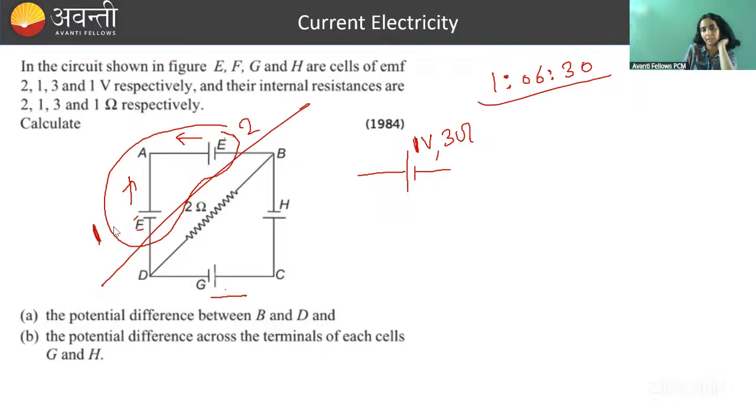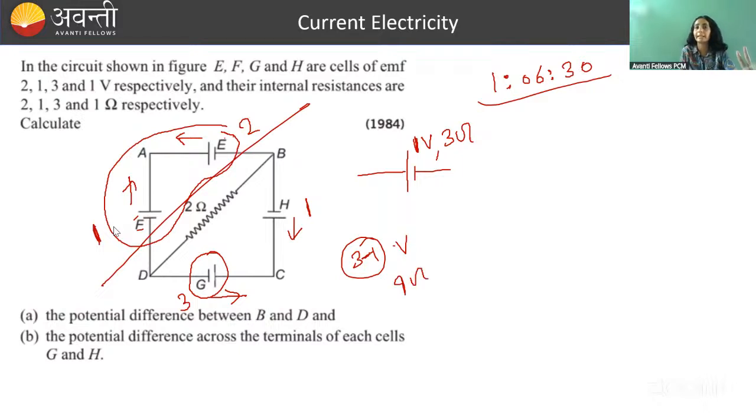G has a tendency to send current in this direction, H in this direction, oppositely directed. G has a potential of what? 3. This is 3 and this is 1. So what will the net potential be? 3 minus 1, 2. And in which sense will it be? It will be dominated by G. That is, whichever direction G sends current, and the sign of the G battery is the sign we write for the net battery. So here it will be 3 minus 1 volt. And the equivalent R will be how much? 3 plus 1, that is 4. So we are getting 2 batteries.